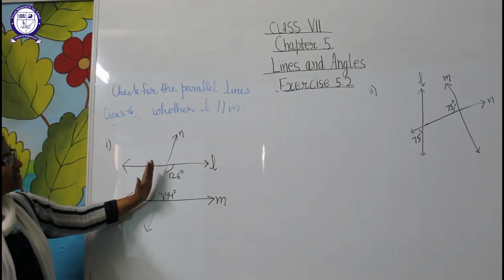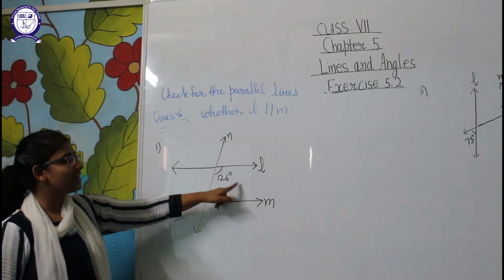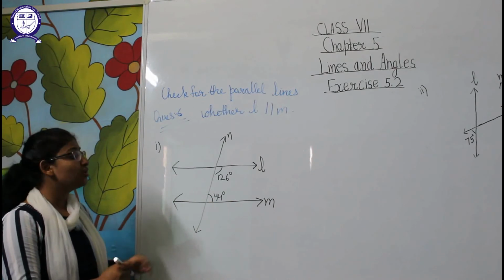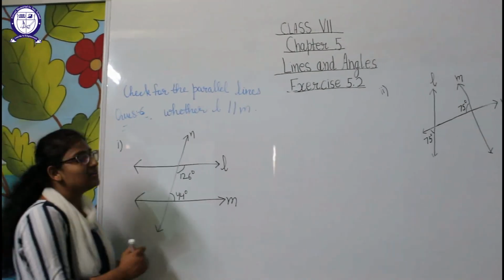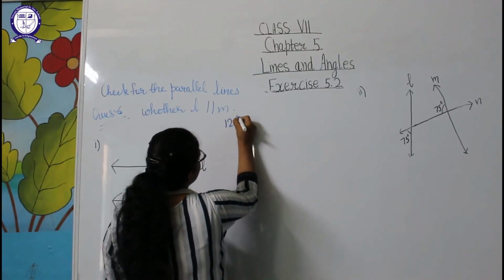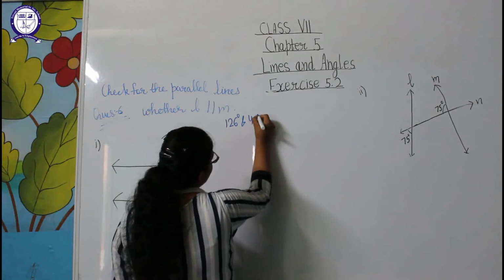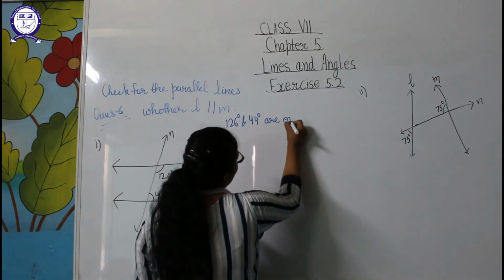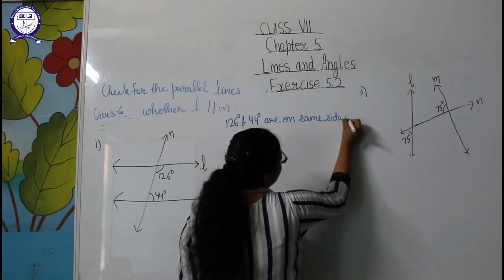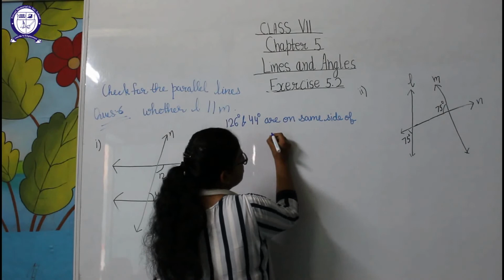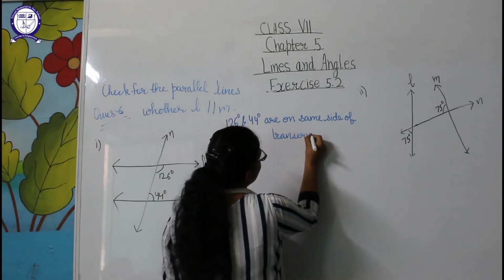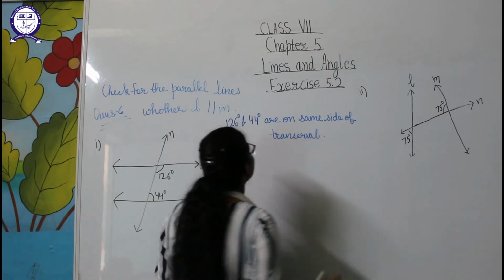And what are these angles? As they are on the same side of transversal and they are also on the interior part, they are interior angles on same side of transversal. So we will write 126 degree and 44 degree are on same side of transversal. Also what we call them? We call them co-interior angle.